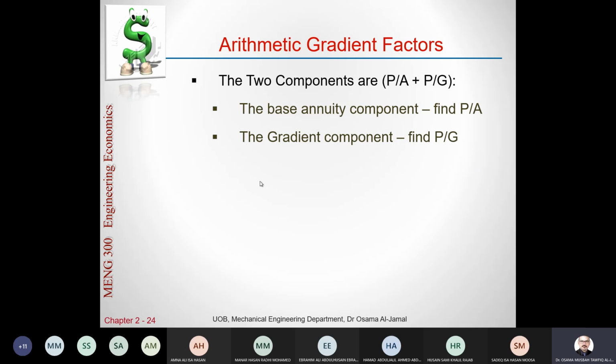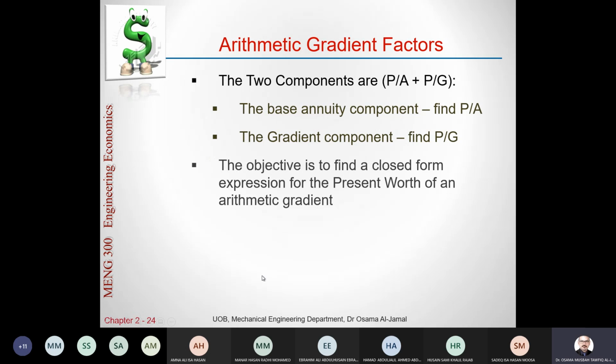The gradient component, find P given G. We have the formula. We have the standard notation for the first part. Want to see the formula or the standard notation for the second part, the second component. Our objective here now is to concentrate on the second part. We know it contains two calculations, one for the annuity and the second one for the gradient. We're going to concentrate on the second one because we know the formula and the standard notation for the first one.